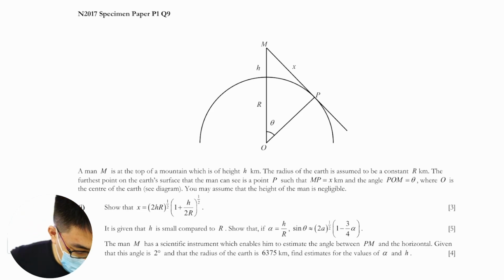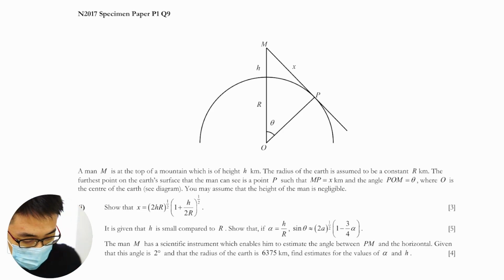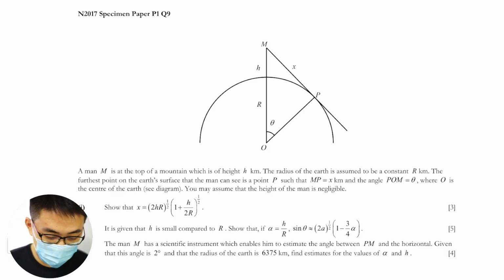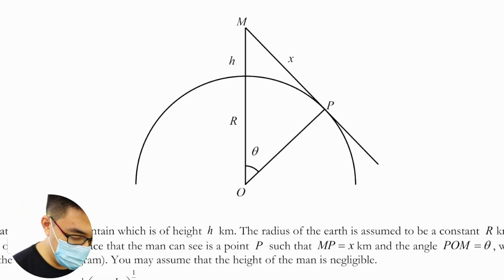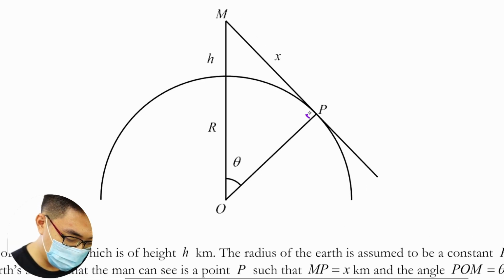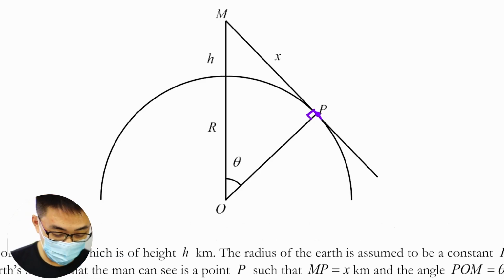Okay, so this man is on top of the mountain, which has a height of h, right? The radius of the Earth is assumed to be a constant r. The furthest point of the Earth's surface the man can see is P, right? If it's the furthest point, it just means that this is 90 degrees, assuming that you essentially cannot see anywhere further than that.